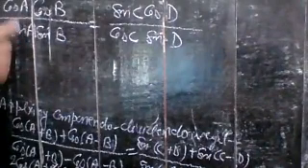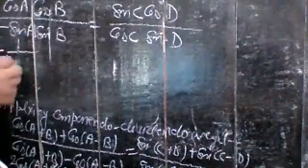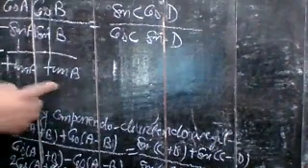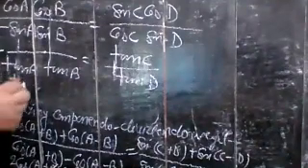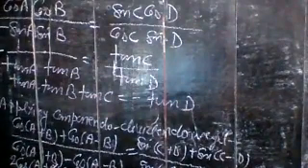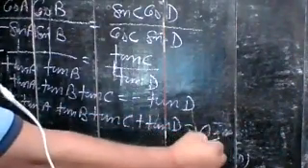Now check it. Cos upon sin is cot. So either you write cot or you write 1 by tan A. So minus 1 upon tan A tan B is equal to tan C upon tan D. Now taking cross multiplication, you have tan A tan B tan C is equal to minus tan D. Now transposing the term, you have tan A tan B tan C plus tan D is equal to 0.